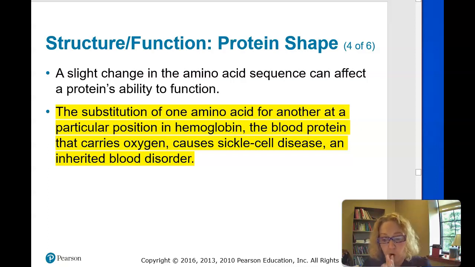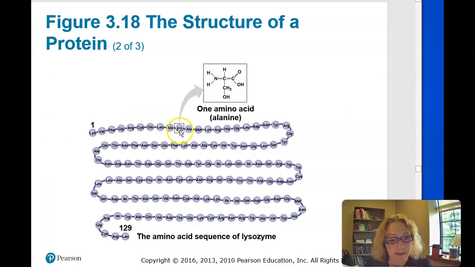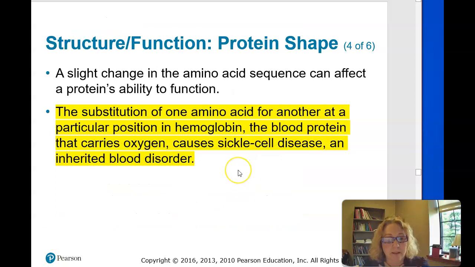The substitution of one amino acid for another at a particular position in a hemoglobin molecule. So we're substituting one amino acid. Really, we're substituting one gene that alters the function of the amino acid. So we have one of these whole amino acids. Look how many there are. There's a bunch of these, and we're just messing with one of them. That one in hemoglobin, which carries oxygen, causes sickle cell disease.